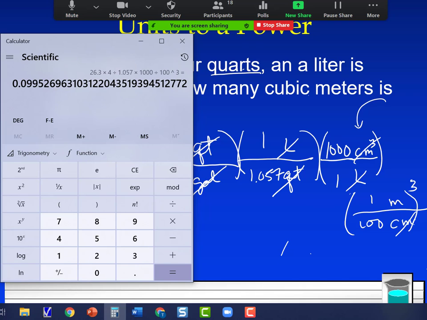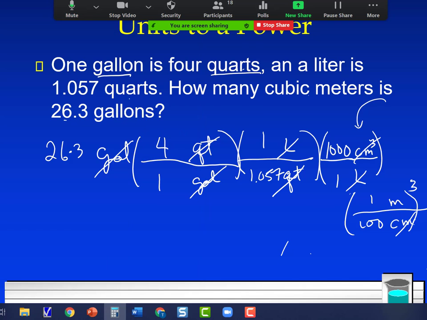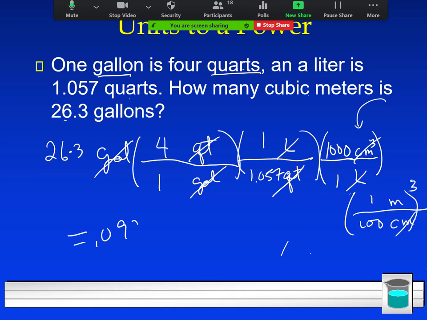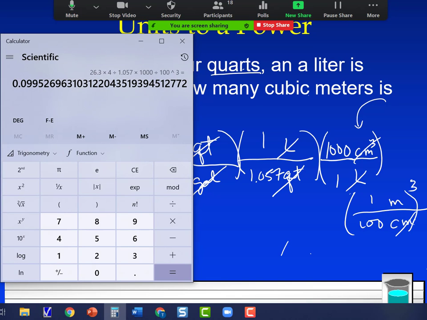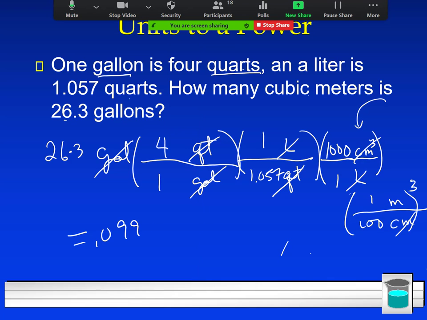And the calculator gives you 0.09999269. That's more than I need. Okay, so then I have to think about sig figs. There's 26.3 gallons, 3 sig figs.